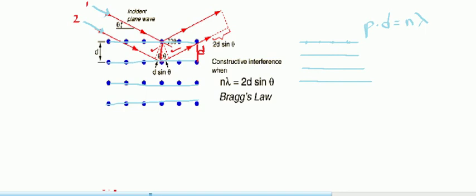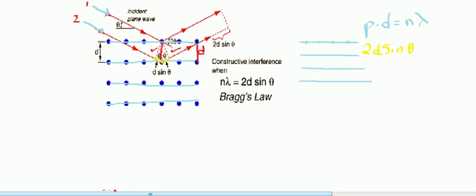So look at the yellow color. This is a d sine theta and this is a d sine theta. Both d sine theta was the extra path that X-ray number 2 was traveling. So what is the path difference? The path difference is 2d sine theta. So what was d? d is the spacing between the crystal planes.